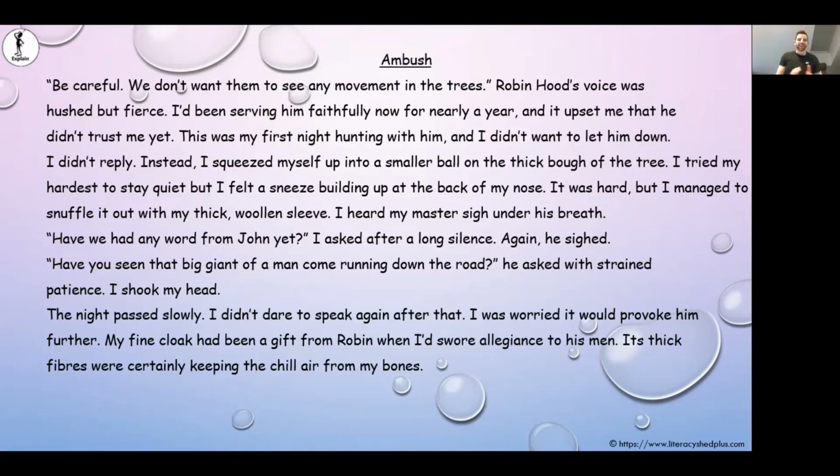Have we had any word from John yet? I asked after a long silence. Again he sighed. Have you seen a big giant of a man come running down the road? He asked with strained patience. I shook my head. The night passed slowly. I didn't dare to speak after that. I was worried it would provoke him further. My fine cloak had been a gift from Robin when I'd sworn allegiance to his men. Its thick fibres were certainly keeping the chill of air from my bones.